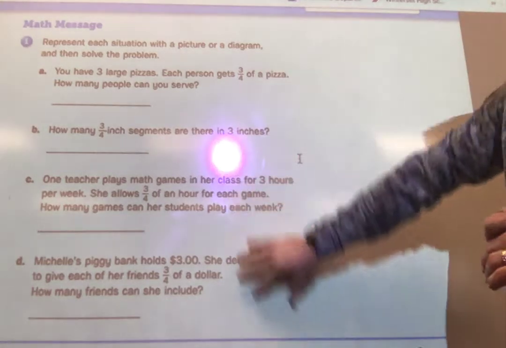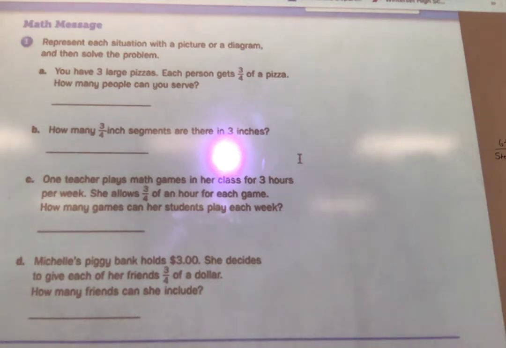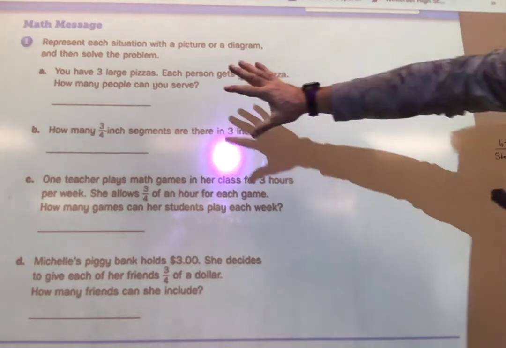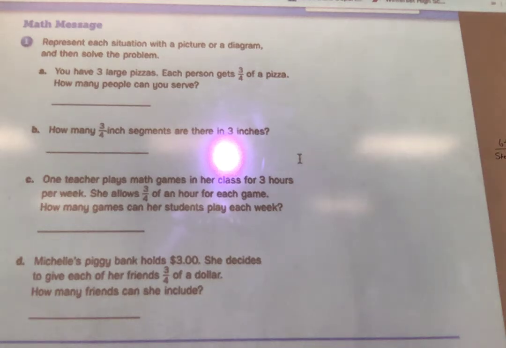There's several problems here. We're going to find out that they're all the same. Okay, so one thing when you're starting to divide fractions, again, you got to really learn what is the dividend, what is the divisor, what am I starting with, and what are my groups that I'm dividing up into. So let's just look at A right here. If you have 3 large pizzas, each person gets 3/4 of a pizza. How many people can you serve?